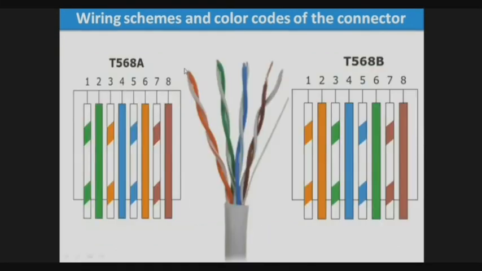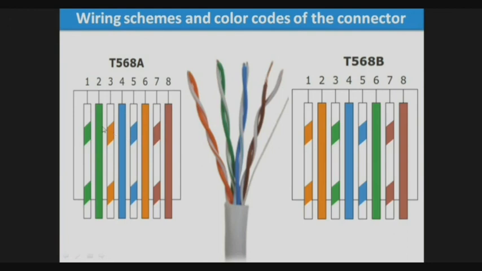Okay students, that's all about today's section. In this section we have discussed a small topic from the 13th chapter, that is wiring schemes and color codes of RJ45 connector. There are 2 wiring schemes used in RJ45 connector to insert patch cable wires, T568A and T568B. These are the 2 wiring schemes used in RJ45 connectors.